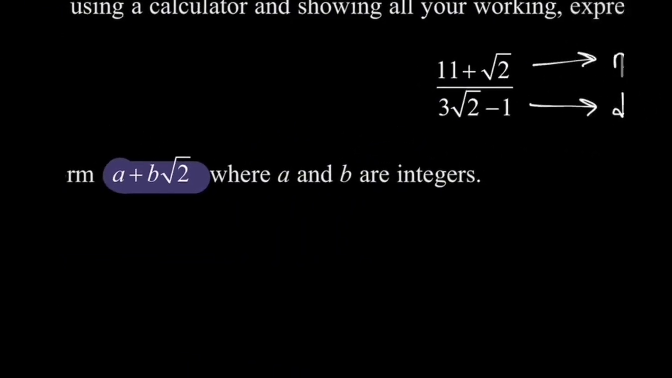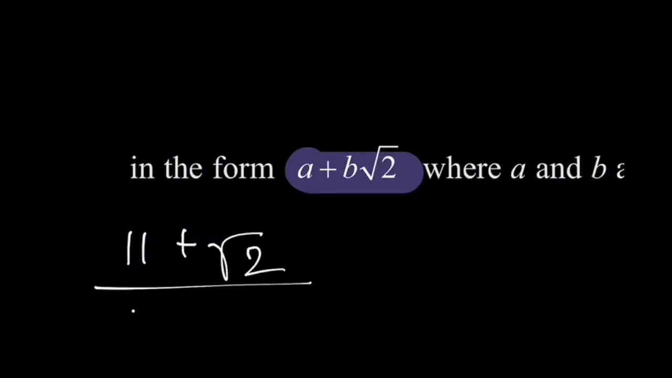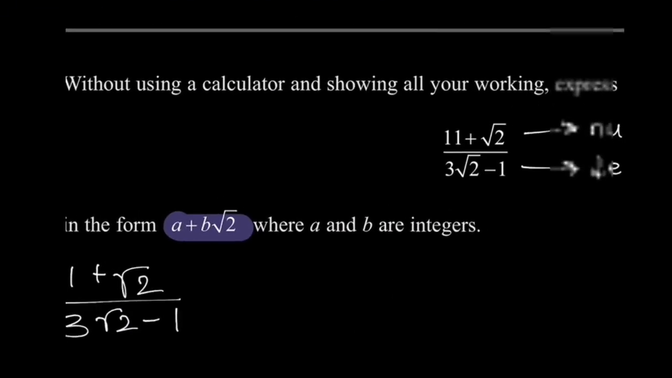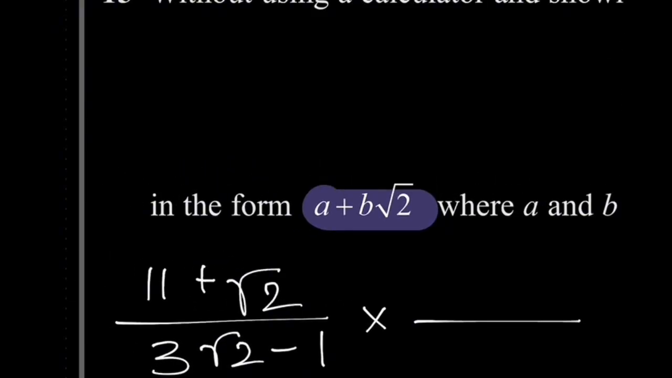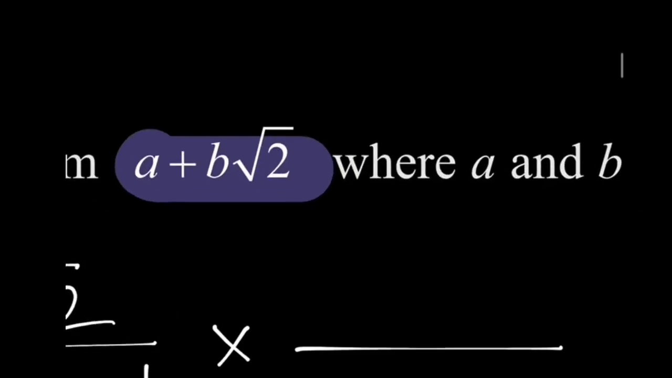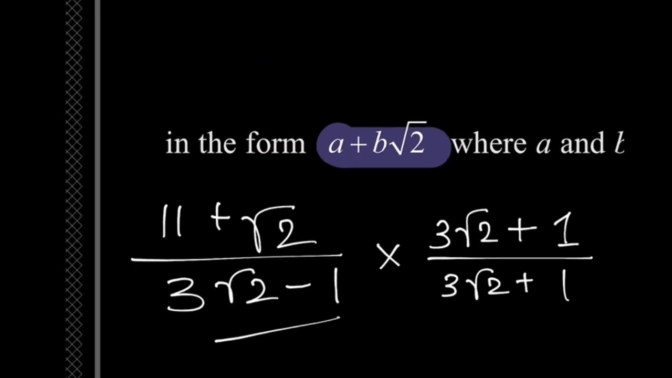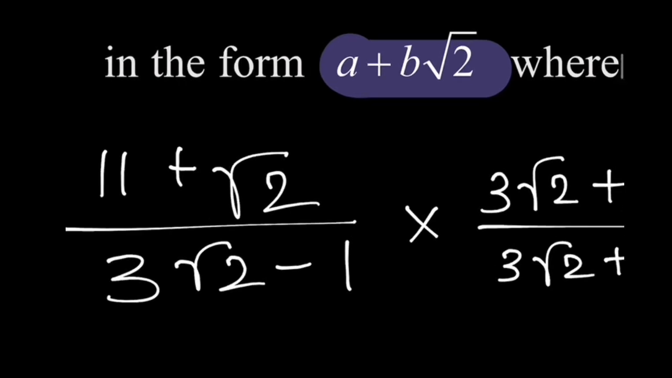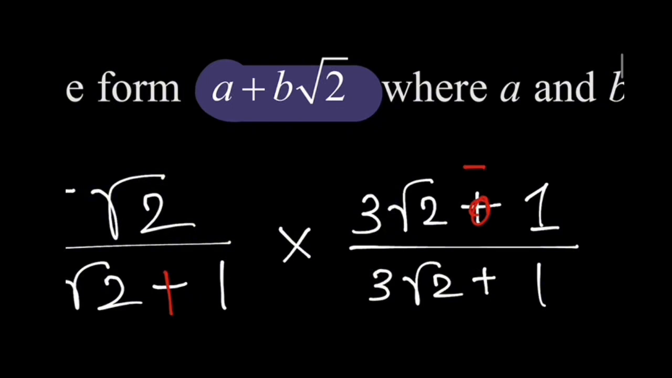So let's solve this already. So 11 plus root 2 divided by 3 root 2 minus 1, that's the question. Then times, we're gonna multiply both the numerator and the denominator with the opposite denominator. What's that supposed to mean? We're gonna multiply both sides by 3 root 2 plus 1. Notice how this is negative and this is positive. This is what we're gonna do. If the case was different, imagine the denominator in the question was positive, then this would have been negative.